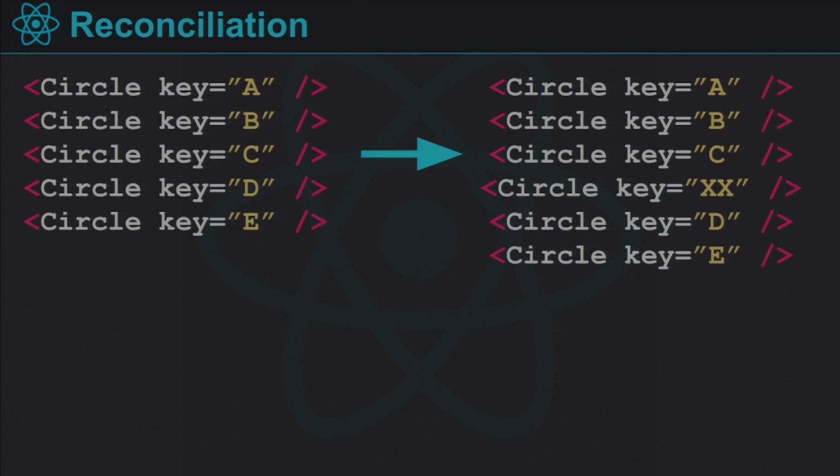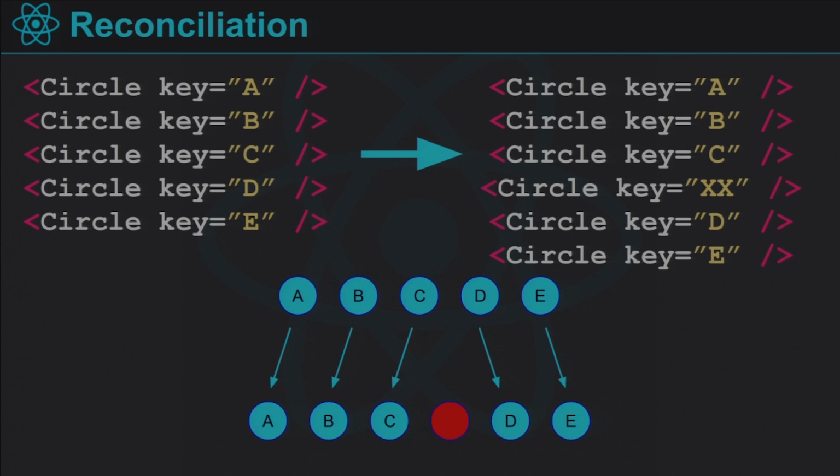In order to allow the user to specify order and also to allow for the correct reuse of DOM nodes, there's an optional key parameter that you can specify. So you can specify that the circles are A, B, C, D, E, and then A, B, C, X, X, D, E. And so this is going to do exactly what you would expect. We're going to say that XX appears in between C and D.